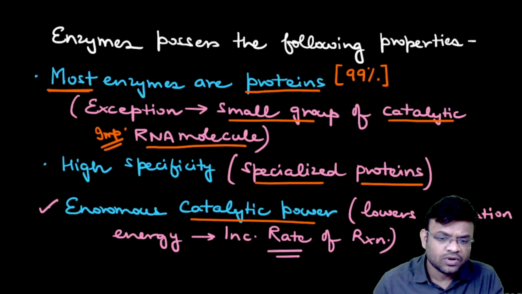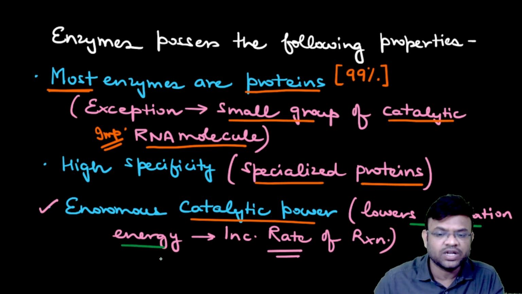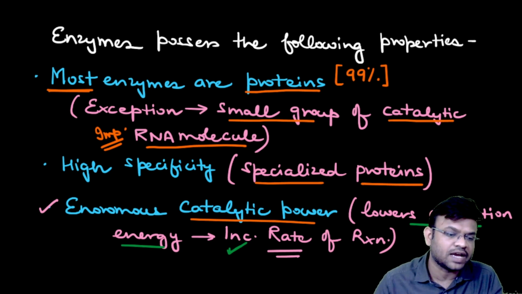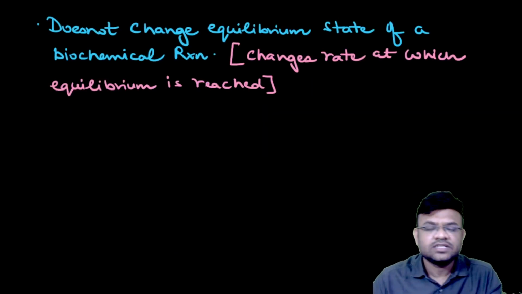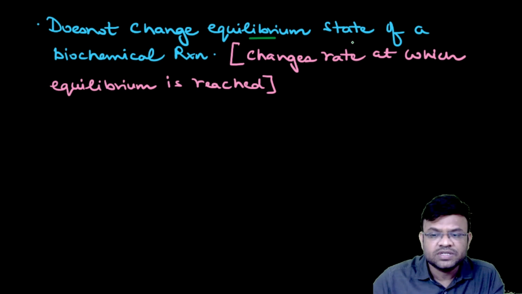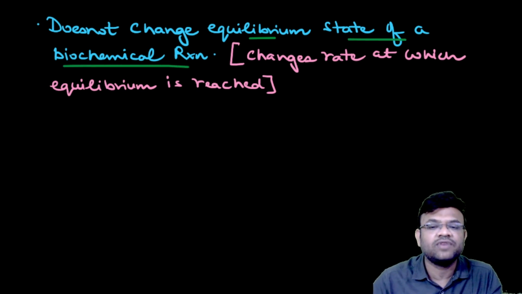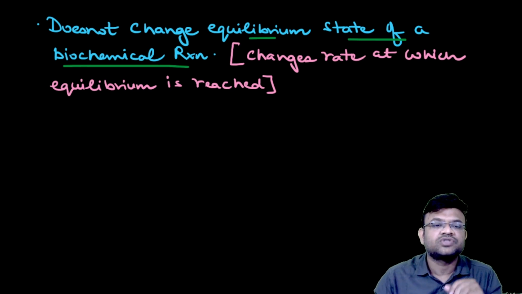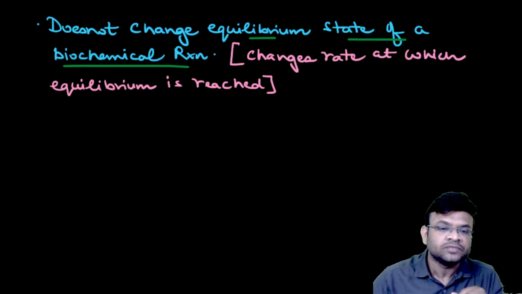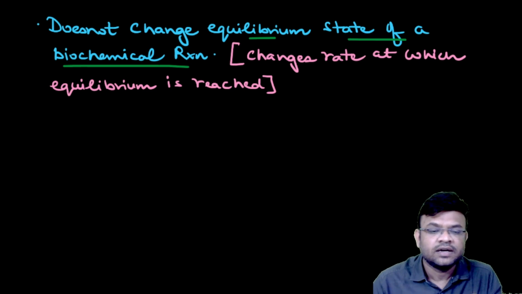Okay. So this point is complete. It lowers down the activation energy. Hopefully you would have understood this point, and ultimately it leads to an increase in the rate of the reaction. Now, it does not change the equilibrium state of a biochemical reaction. This is again a very important point, and obviously students get confused over here. What I want to say over here is, it does not change the equilibrium state of a biochemical reaction.